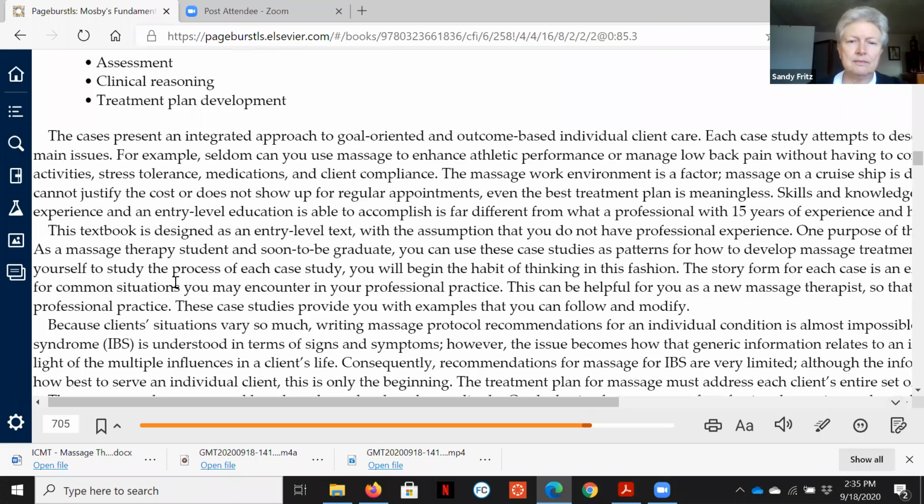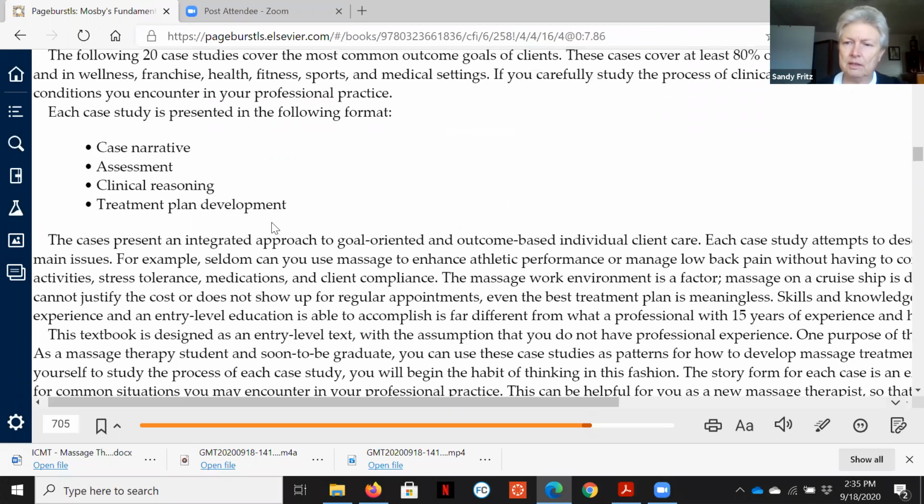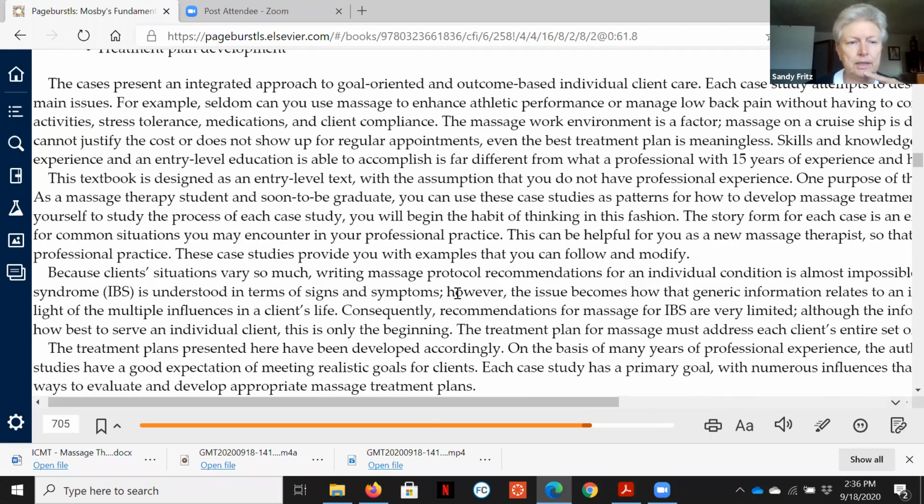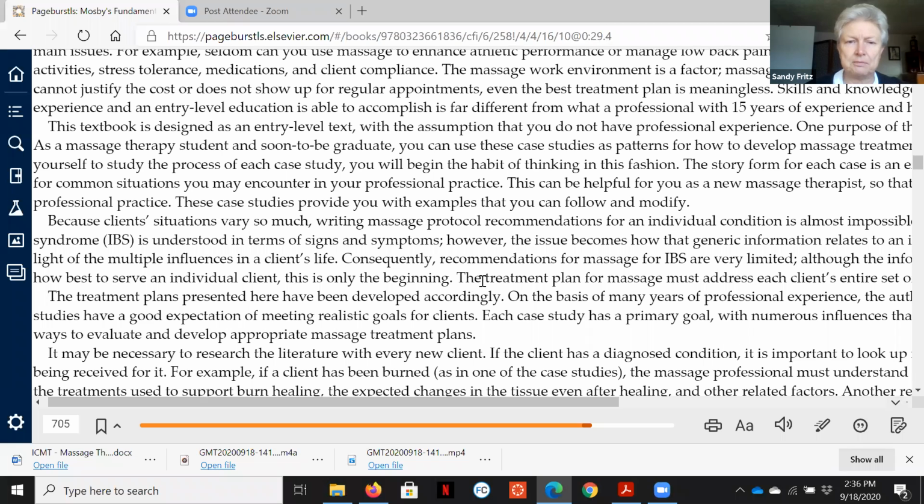So each of these is based on outcome, not necessarily method, but how an individual method might show itself in a client interaction. It includes not just massage method, but also the interface with the entire person, including the massage therapist, where their limitations might be.